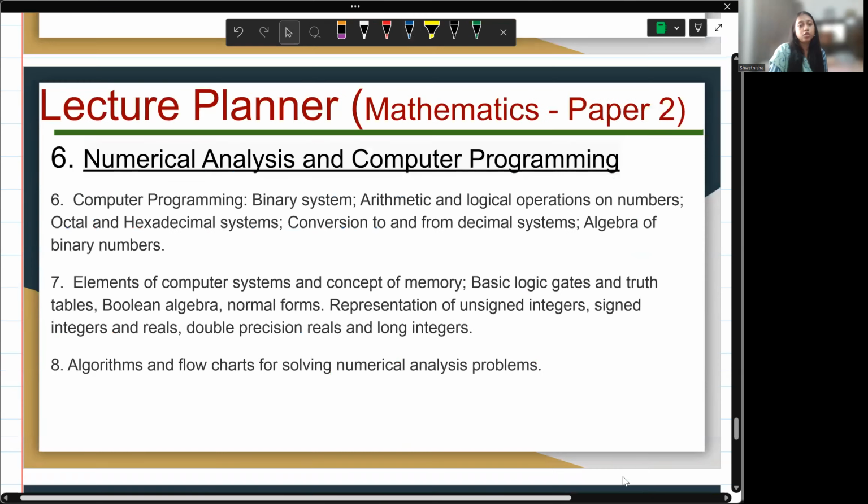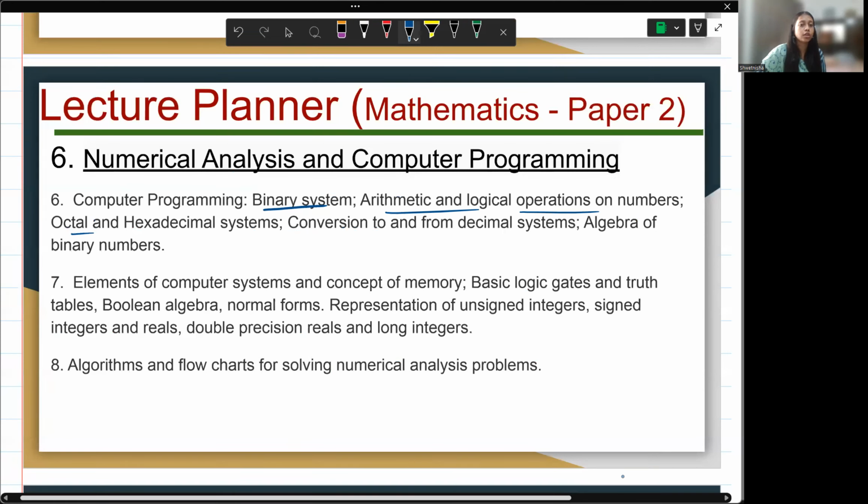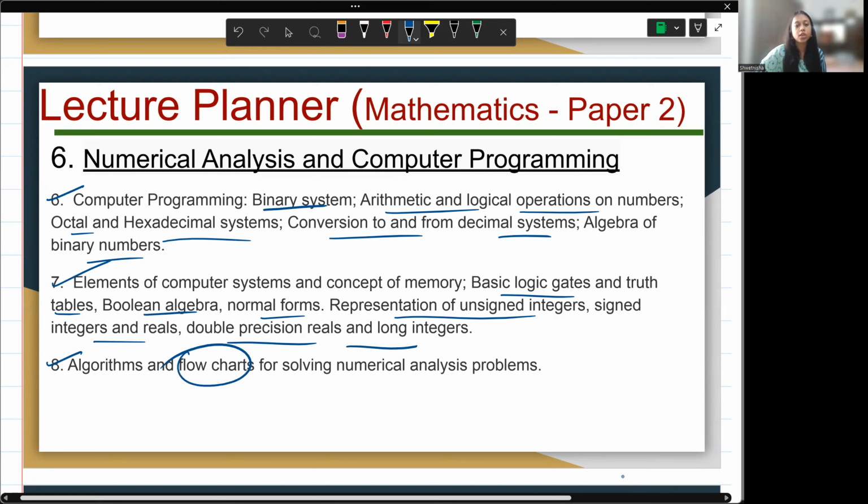Okay, and then comes computer programming. It includes binary, arithmetic, and logic operations on numbers, octal, hexadecimal system, conversion to and from decimal systems, algebra on binary numbers, and basic logic gates, truth table, Boolean algebra, normal form, representation of unsigned integers, signed integers, double precision reals, and long integers. Easy. And then at the last, what I was talking about, algorithms and flowcharts for solving numerical analysis. So we'll be ready with these flowcharts beforehand.